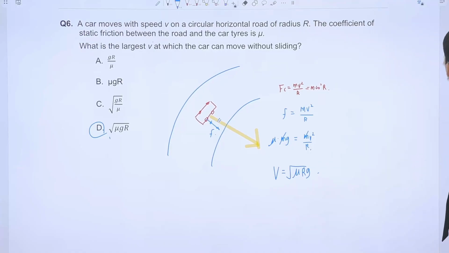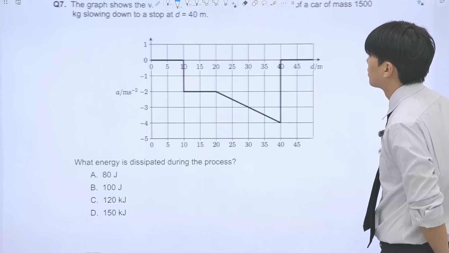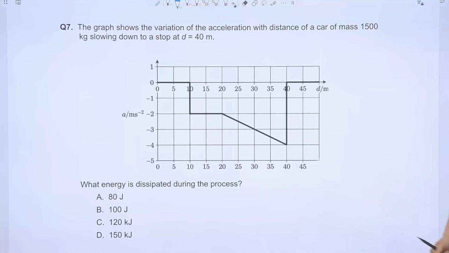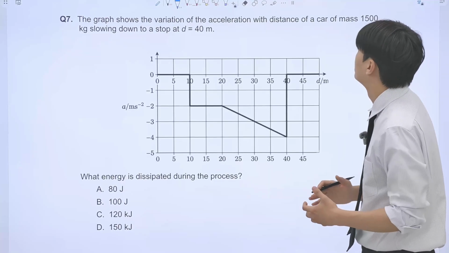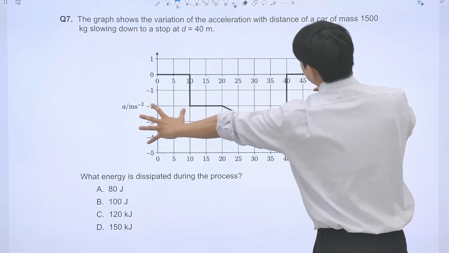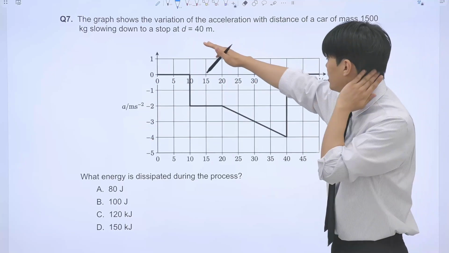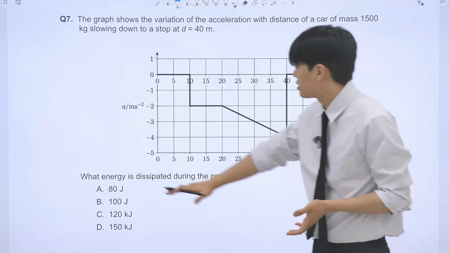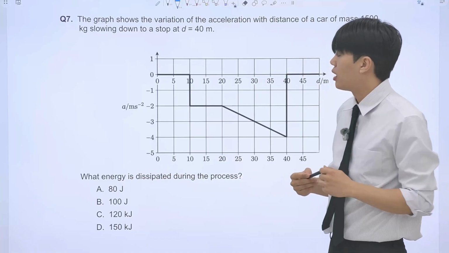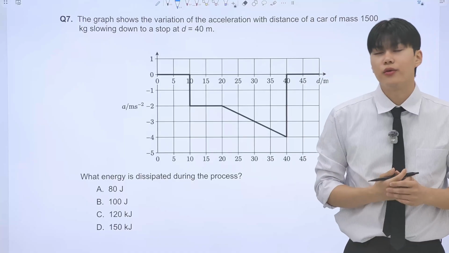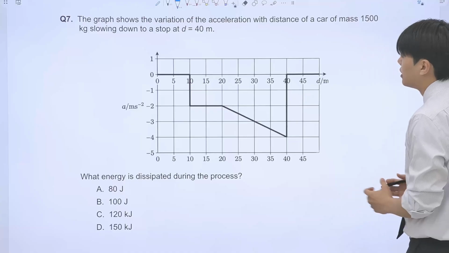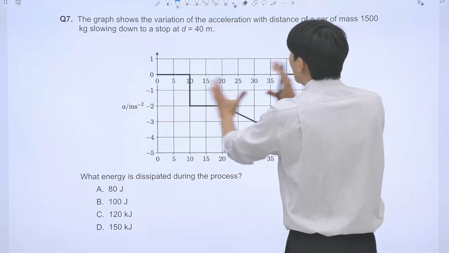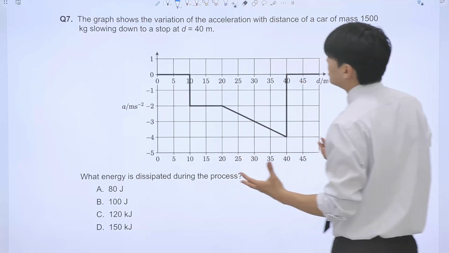Right, next one, question 7. So they talk about the acceleration over the distance here, and they stop the distance when d equals 40, right? And they talk about the energy dissipated during the process. When I read the question, I instantly thought that some of the students might find it really challenging, because this energy part and this kinematics part don't really come along often, okay?